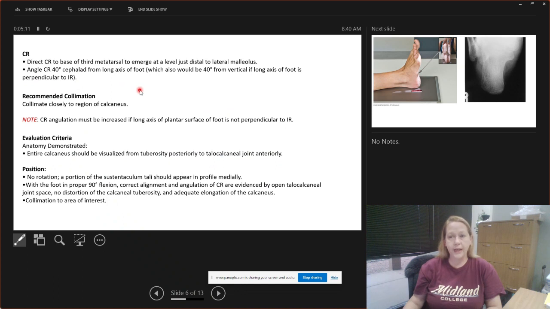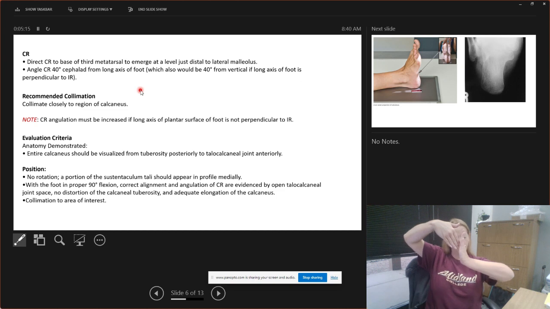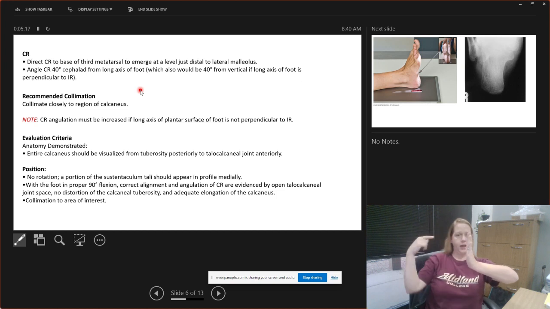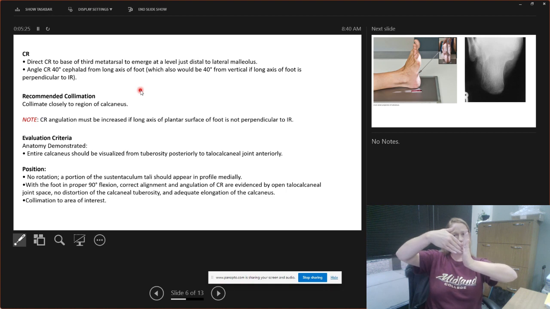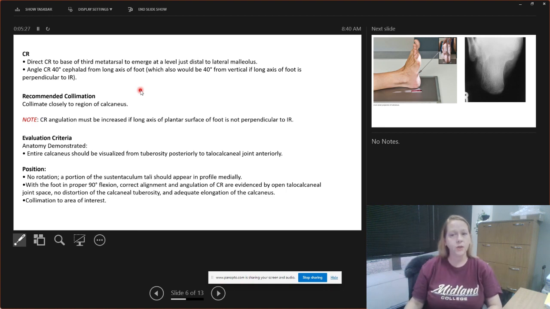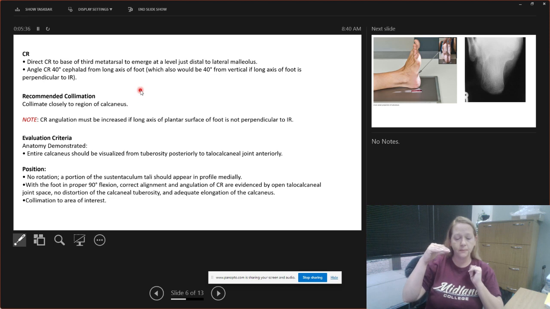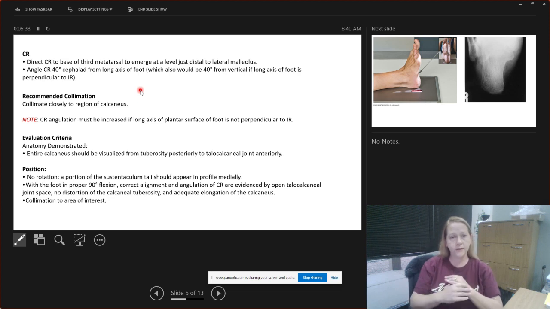So what you're going to do is angle 40 degrees cephalic, cephalic towards the head from the long axis of the foot. So you've got to think of it like this, and you're going to shoot down into the foot. You're going to collimate closely because you want all that kVp to be centered into the foot to try and get a good image of those thick bones that are in the foot.